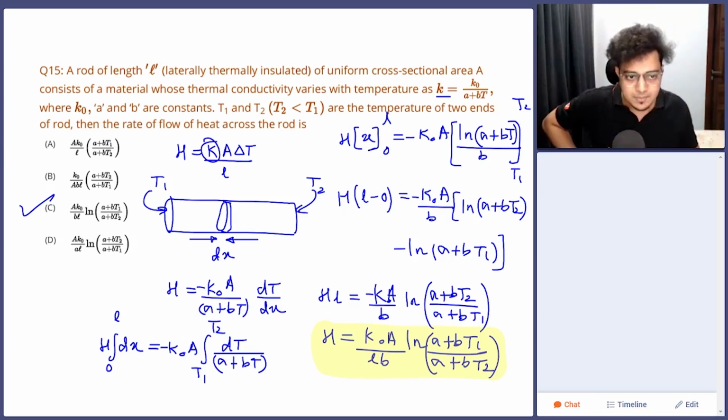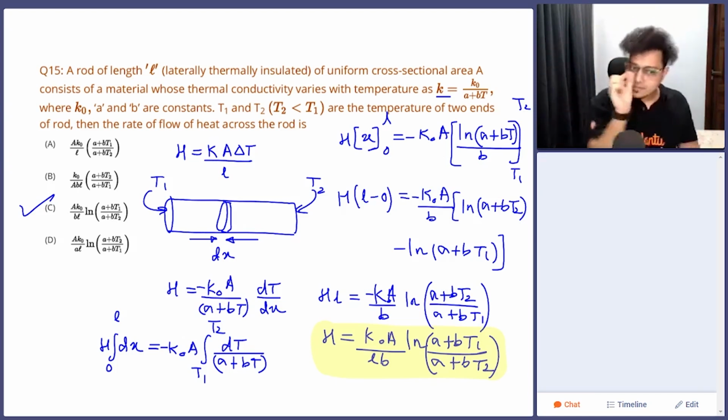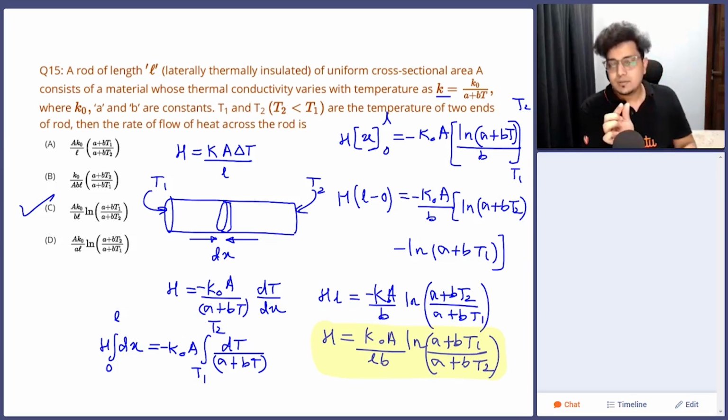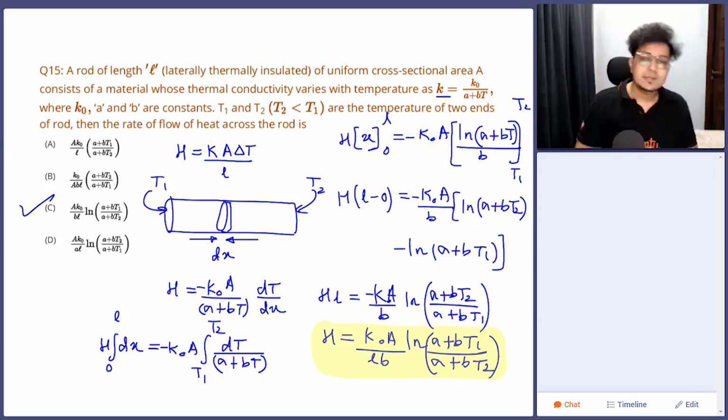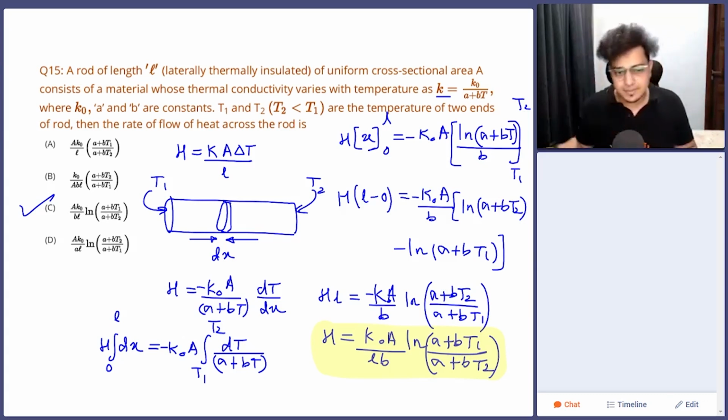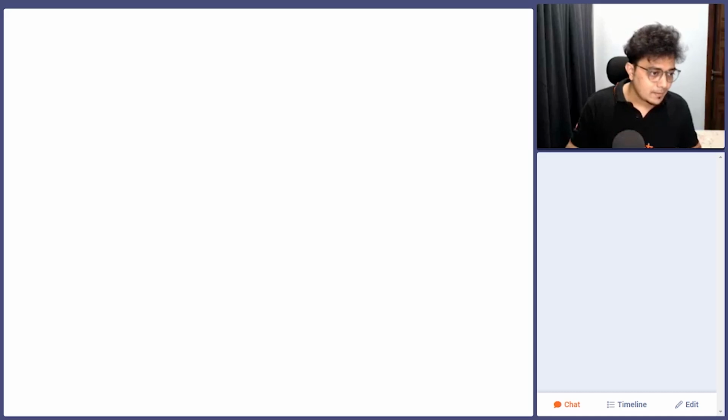We can't use this direct formula because k is variable. That's why we first solve for a tiny slice having thickness dx for which the temperature change is dt, and since the change is infinitesimally very small, we can say temperature k value is constant at that point. Okay, let's go. Next question on your screen.